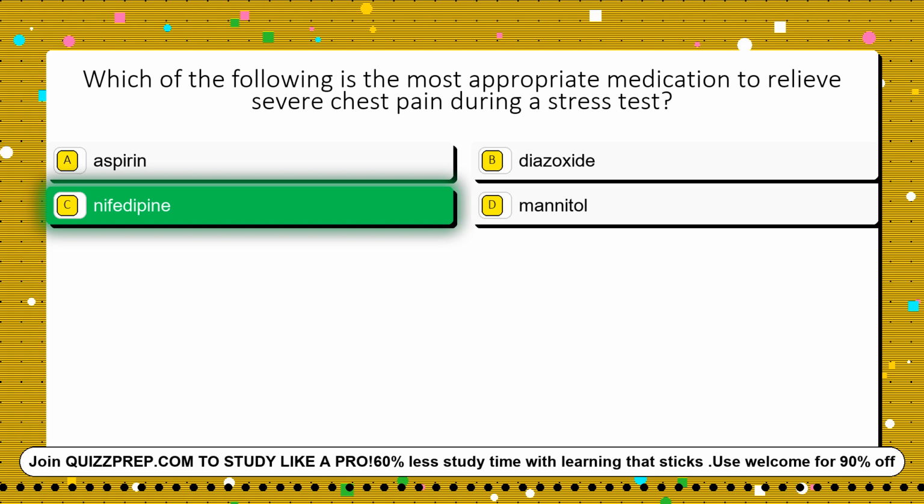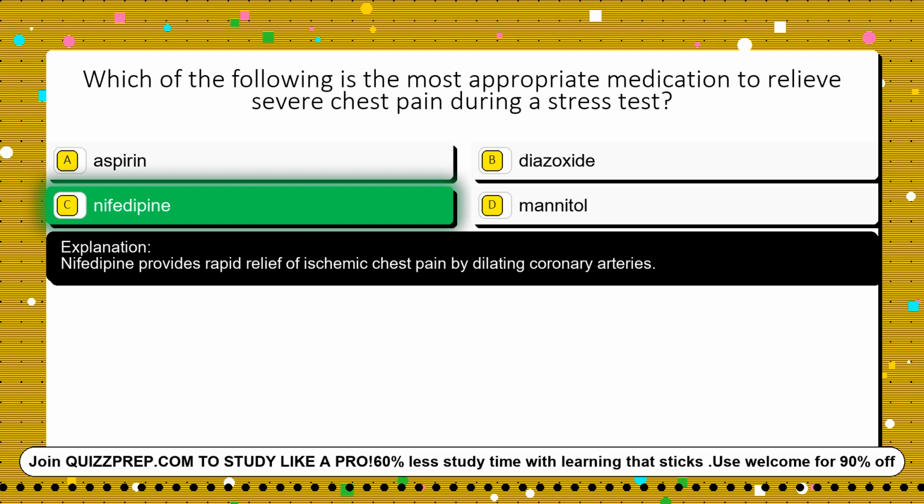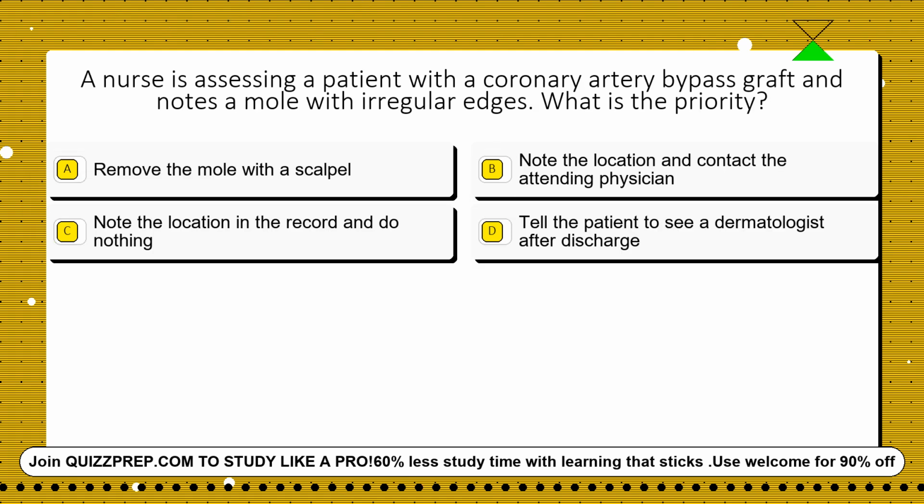The correct answer is option C. Nifedipine. Nifedipine provides rapid relief of ischemic chest pain by dilating coronary arteries. Question 10. A nurse is assessing a patient with a coronary artery bypass graft and notes a mole with irregular edges. What is the priority?